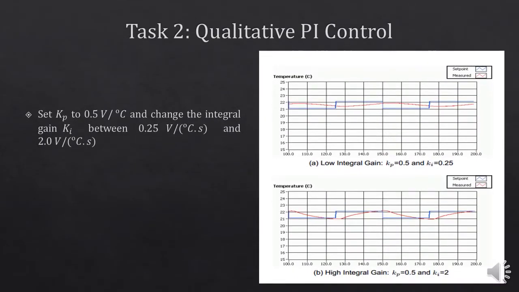Next I am going to change the value of Ki. Here I have set the Kp to 0.5 and am changing the Ki value between 0.25 and 2. From this graph you can see that when Ki is 0.25, there is a lot of steady state error. When I have increased the value of Ki to 2, the steady state error has reduced. So it means increasing the value of Ki reduces the steady state error.